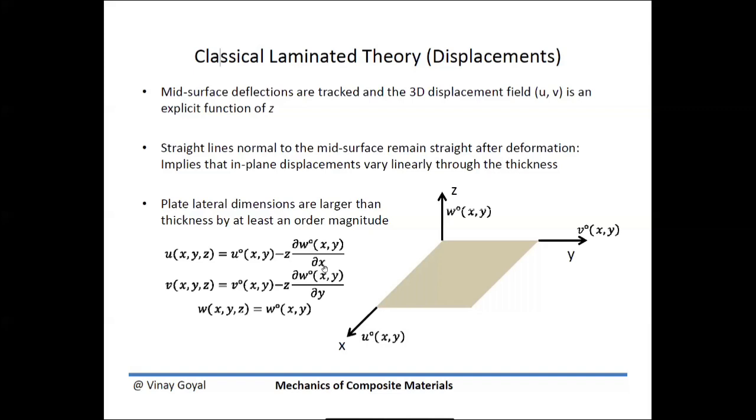Obviously w here is in the through the thickness direction. What we're saying is that it doesn't matter where I am through the thickness of that plate, I'm going to assume that every point through the thickness of that plate follows the out of plane deflection at the mid surface. So whether I'm at the top of the surface or bottom of the surface, it doesn't matter. The out of plane deflection w will be equal to the deflection of the mid surface of the plate.